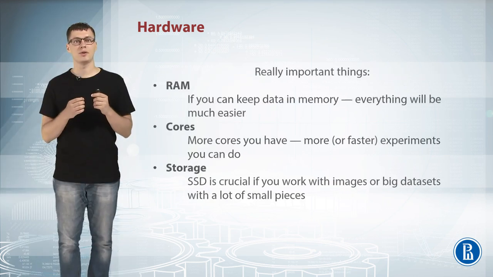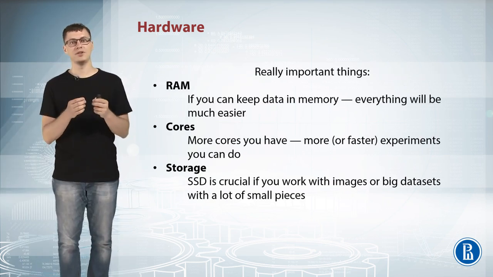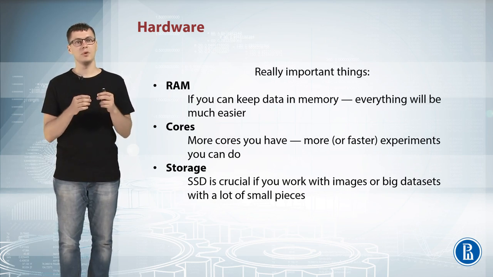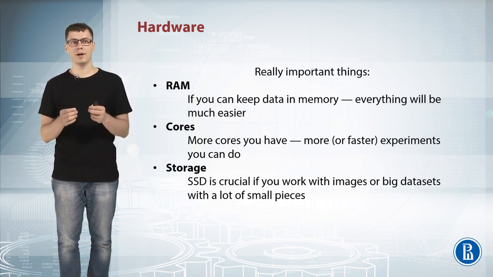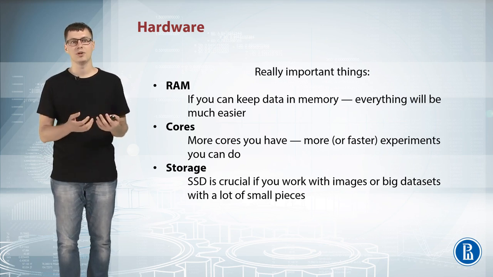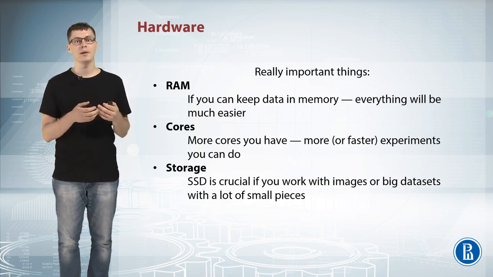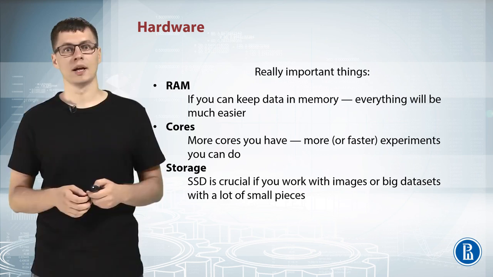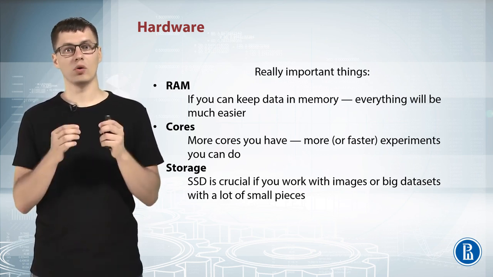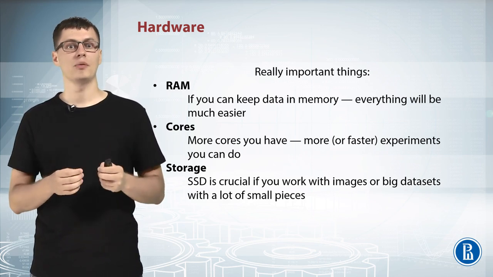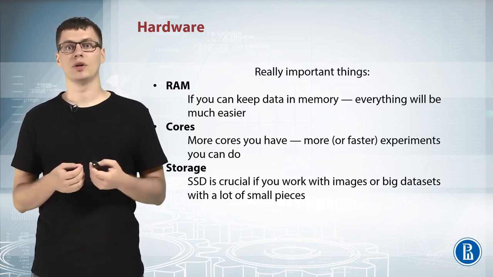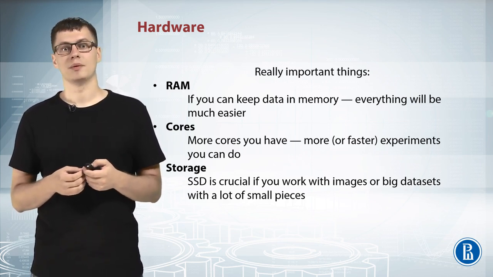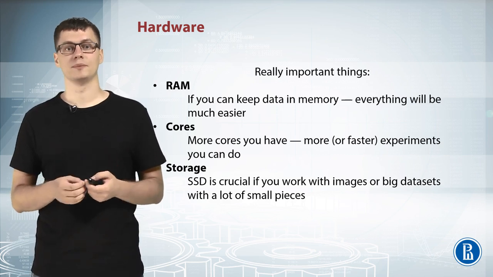If you have a choice of hardware to use, I suggest you pay attention to the following things. First is RAM. For this, more is better. If you can keep your data in memory, your life will be much easier. Personally, I found 64 GB is quite enough, but some pro Kagglers prefer to have 128 GB or even more. Next are cores. The more cores you have, the more and faster experiments you can do. I found it comfortable to work with 6 cores, but sometimes even 32 are not enough.